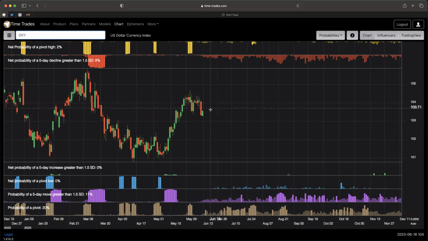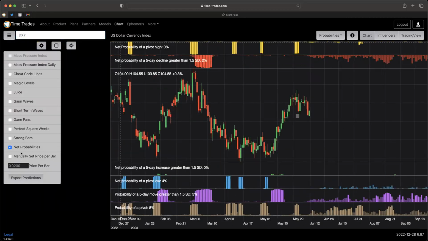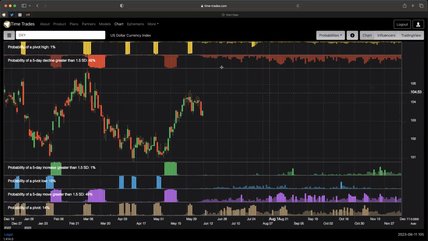US dollar is looking generally trending down here. I'm going to turn off net probabilities. And now we can see we've got this pivot here, July 5th. That's interesting as well, because that's in line with our pivot zone for stocks. So it looks like the trend, or the probabilities, for the dollar continue downwards until we get into the zone of pivots starting around July 5th.